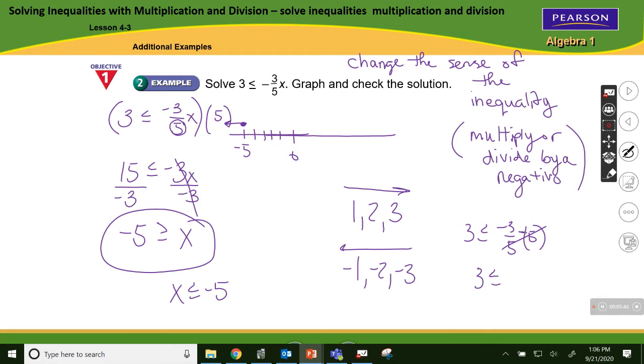Oh, and this is a -5, right? Sorry about that. So 3 less than or equal to -3/5 times -5. These are going to cancel, and we are left with 3. Is 3 less than or equal to 3? It sure is. It is equal. Sorry about that little mix-up, y'all.